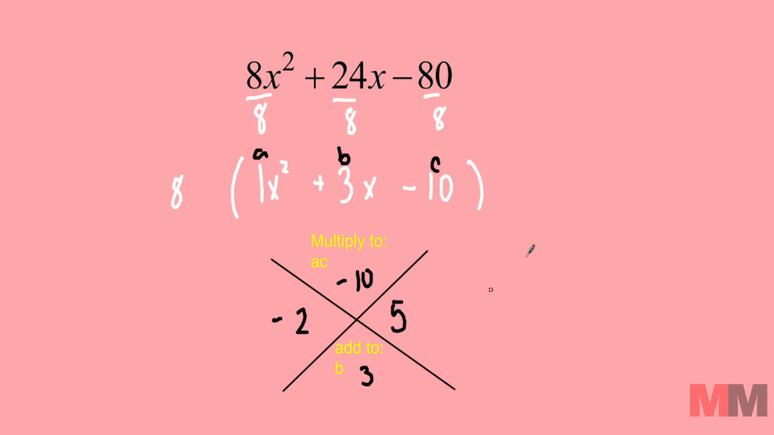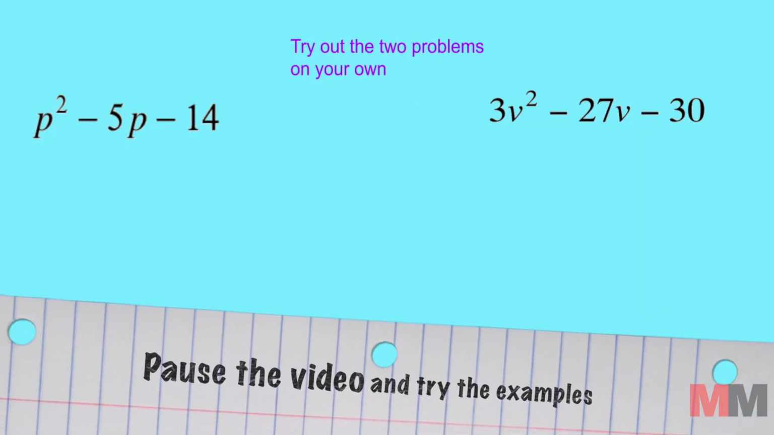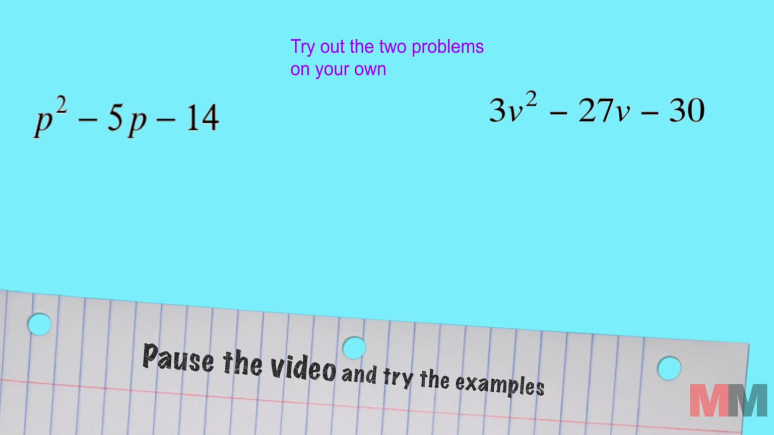Once you have these two numbers, those are the numbers that go into these parentheses. Don't forget that 8 that we factored will be out here still, and then we're using the x variables, and now all you have to do is put in these two numbers that you found, -2 and +5. Alright, I want you to try out these two problems on your own, so just pause the video. When you are done, just unpause the video and you can check your answers.